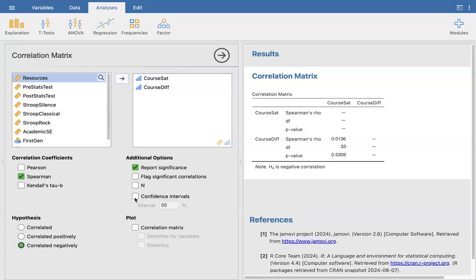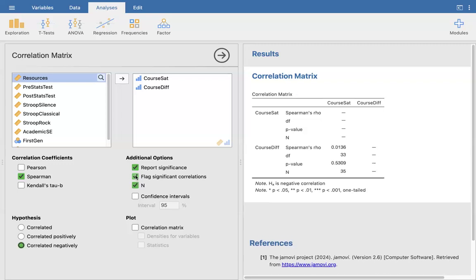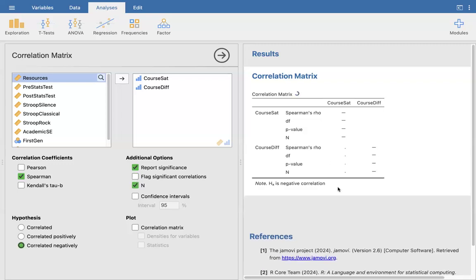And you can go in and add your N if you want to. You could flag significant correlations. I prefer not to do that. It's easy enough to see it like this. So here you can see that the negative correlation is what we're testing. And then we have our results here.